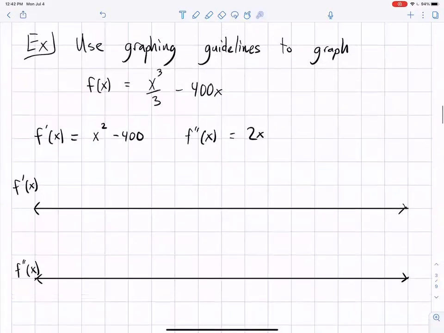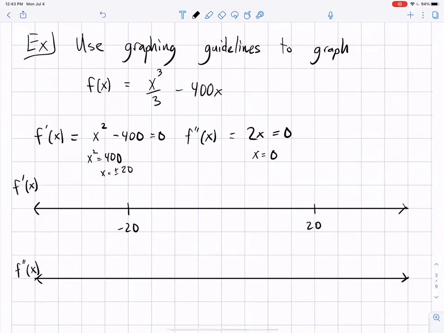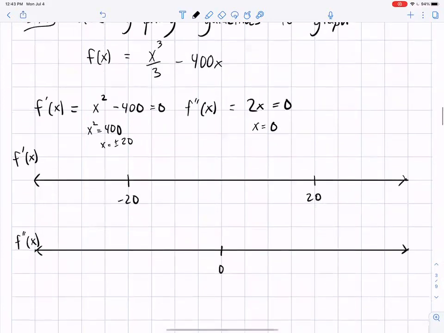And so the values that we're going to put for the f prime of x number line, we're going to do the critical values. And so if we set x squared minus 400 equal to 0, then x equals plus or minus the square root of 400, which is 20, I believe. So plus or minus 20. And then x equals 0 is going to be our critical point here. So maybe I'll put negative 20 here, I'll put 20 there, and then I'll put 0 right here.